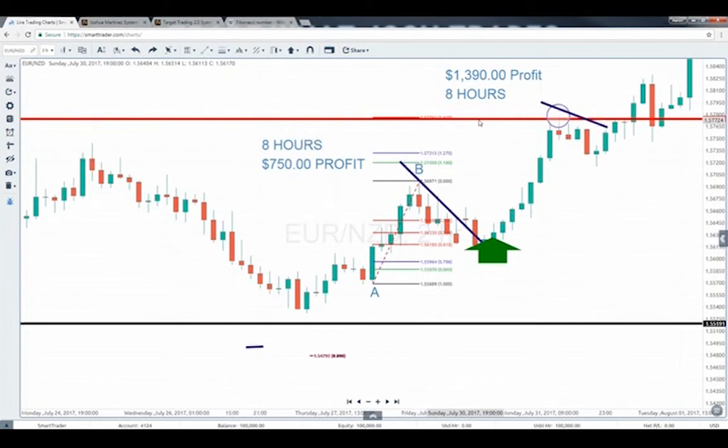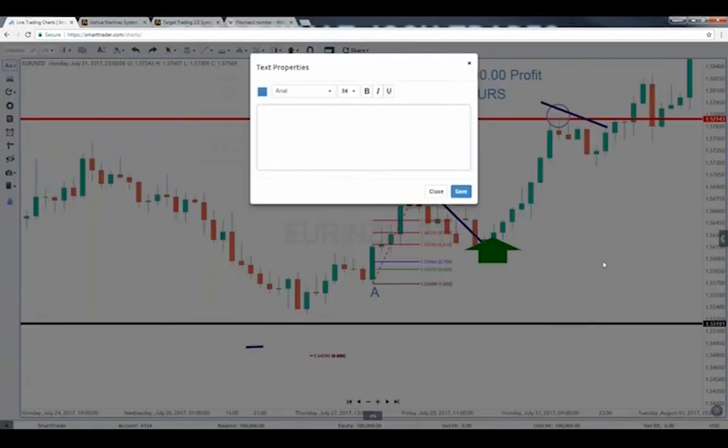In about 8 hours, if you just do the basic math on that, again, I told you I'm not a big mathematician. I've put my calculator out for basic math like this. 1390 plus 750 equals 2140. So there's $2,140 profit in about 16 hours.